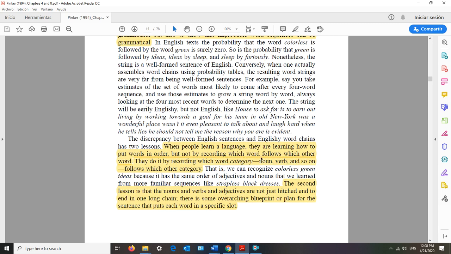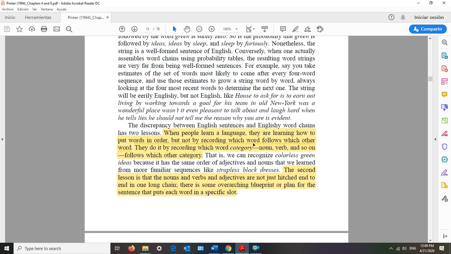So when people learn a language, Pinker says, they're learning how to put words in order, but not by recording which word follows which other word. It's not just a matter of remembering what word must precede the one that I want to use and which other word must follow the one that I want to use, right? The word in itself, the word per se, but rather what we know how to do is to understand which word category, a noun, a verb, or any other one, must be used before or after the word that we want to use. So we understand what category must follow or precede another one, and by so doing, we don't need to remember exactly the words we must choose to form grammatical sentences in any language.